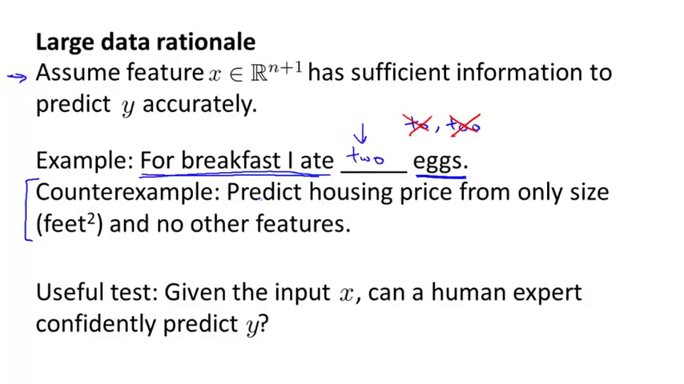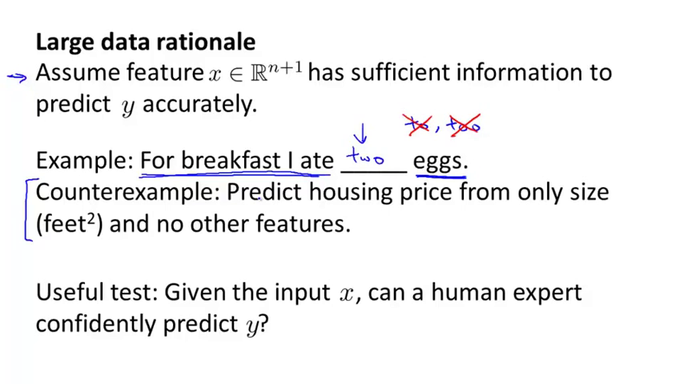If I don't tell you anything other than that this is a 500 square foot house, well, there are so many other factors that will affect the price of a house other than just the size of the house, that if all you know is the size, it's actually very difficult to predict the price accurately. So that would be a counterexample to this assumption that the features have sufficient information to predict the price to the desired level of accuracy.